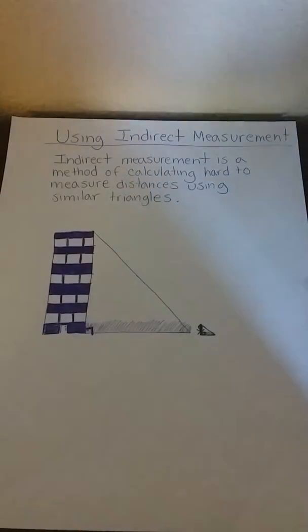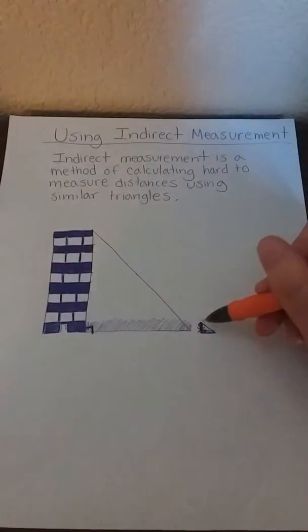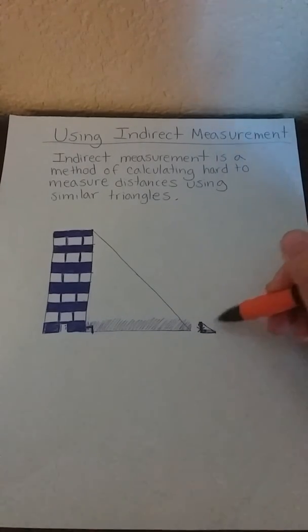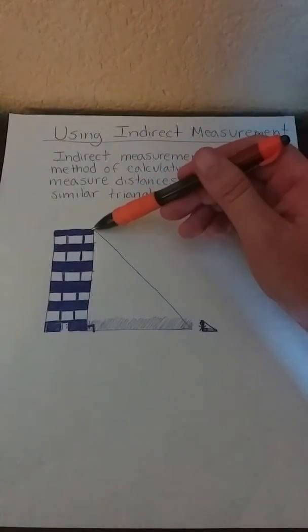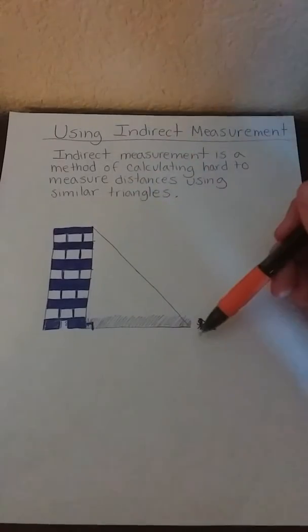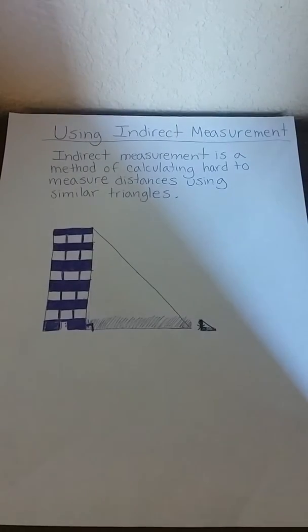Now, to complete the triangle, we can draw a line, or imagine an imaginary line, from the tip of the person's head to the tip of their shadow, right there. And then there's another imaginary line going from the top corner of the building to the tip of the building shadow. And this makes two right triangles.